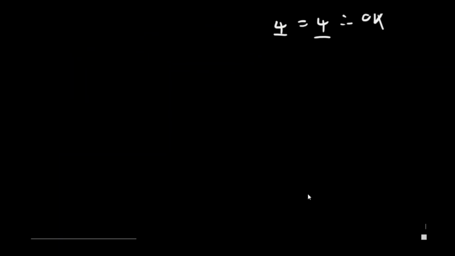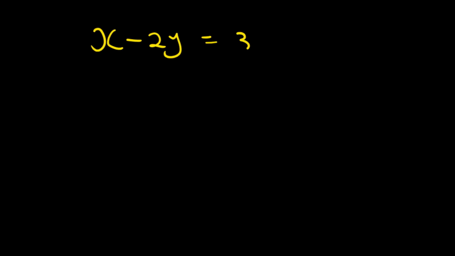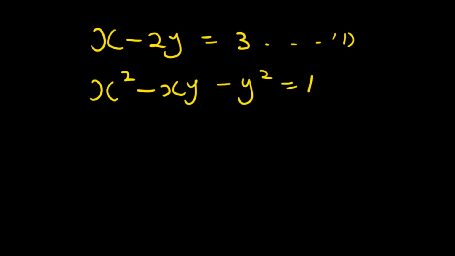Anyways, let's do another problem. So now we're going to do this problem here where we have x minus 2y is equal to 3, and we make it equation 1, right? And then we also have x squared minus xy minus y squared is equal to 1. Let's let that be equation 2, by the way.